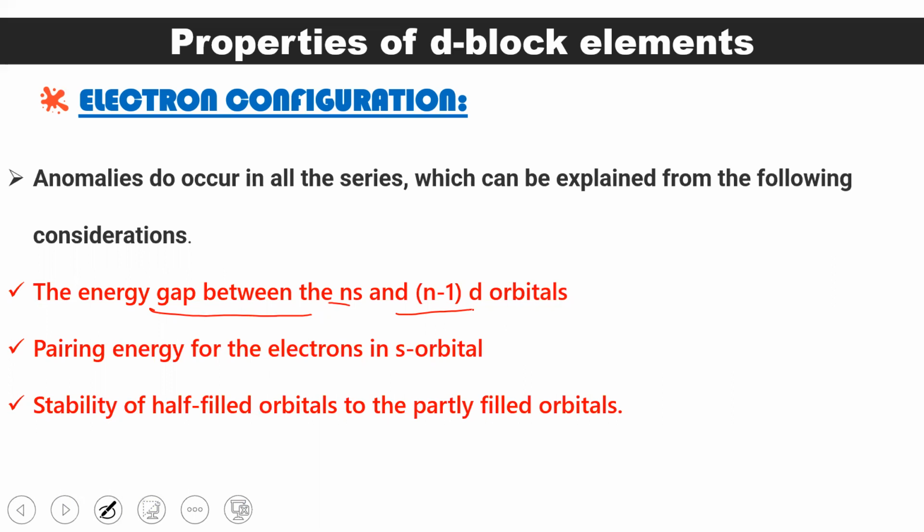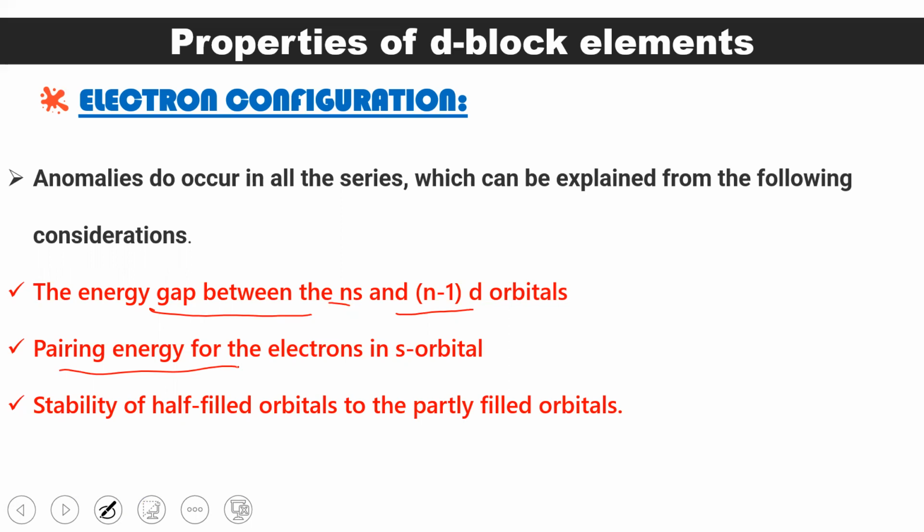In some cases there may be more or there may be less. Because of that, they will show different types of electron configurations. And another one is pairing energy. The pairing energy for the electrons in s orbitals will also affect the electron configurations.